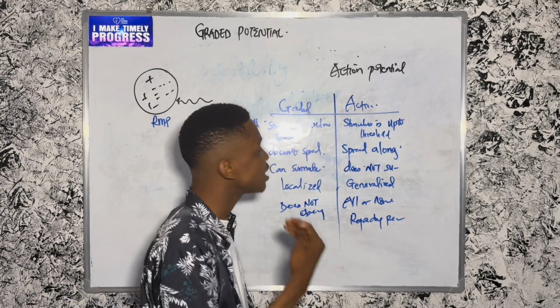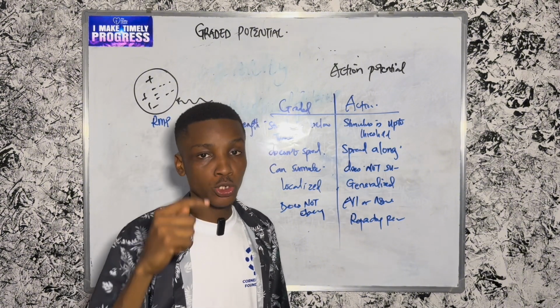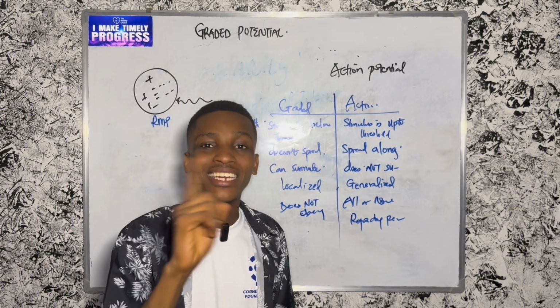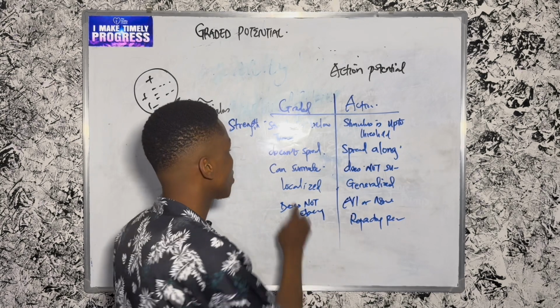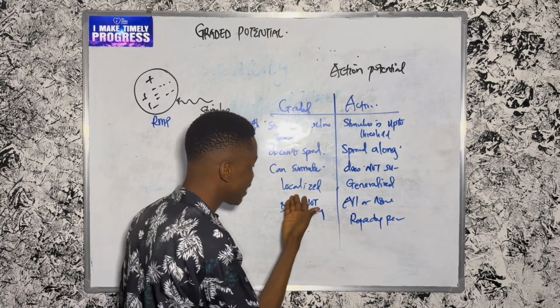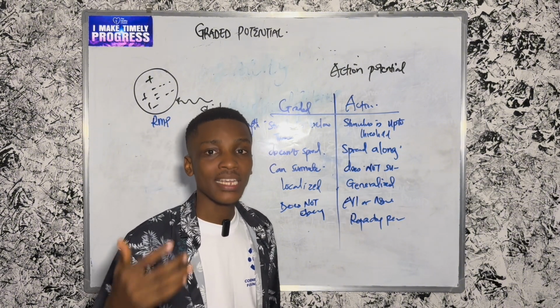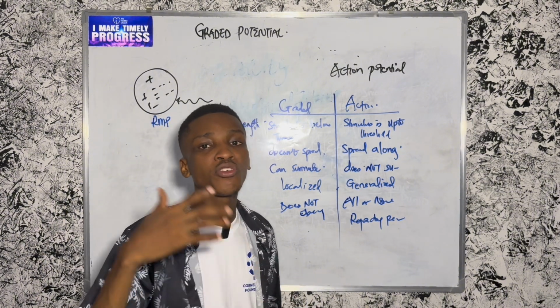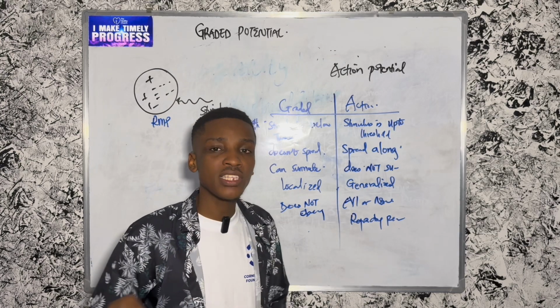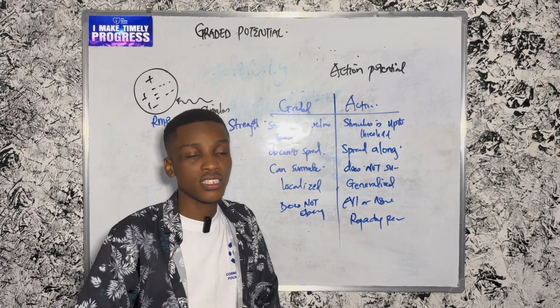Graded potential is the change in membrane potential due to a stimulus that is below threshold and it does not spread. It doesn't spread. But then it can summate. The response is usually localized. It does not obey the all or none principle. It is also called receptor or generator potential. Tends to affect the dendrites and soma. That's dendrite and cell body.